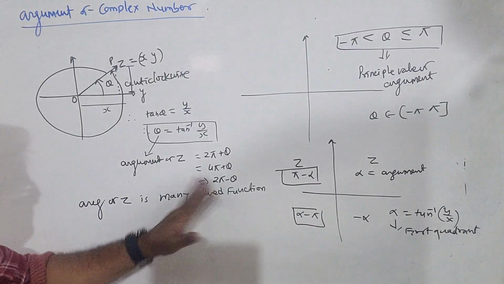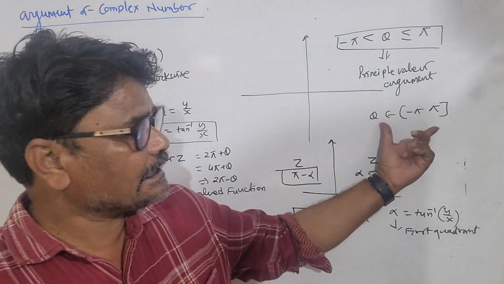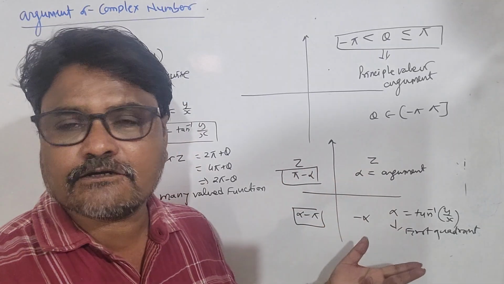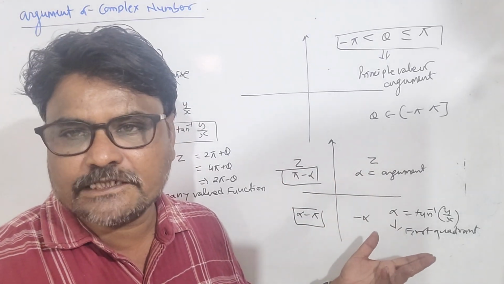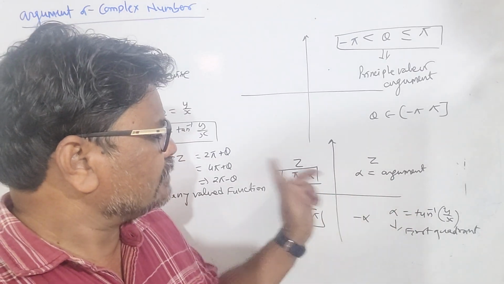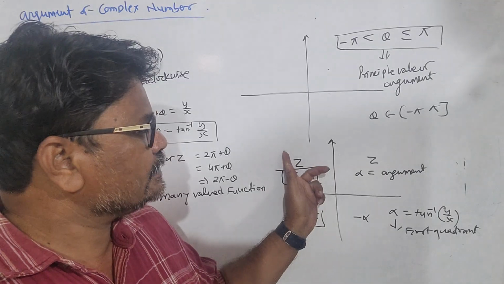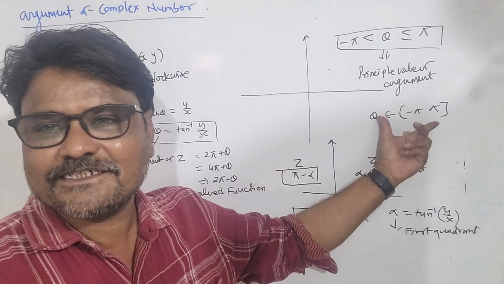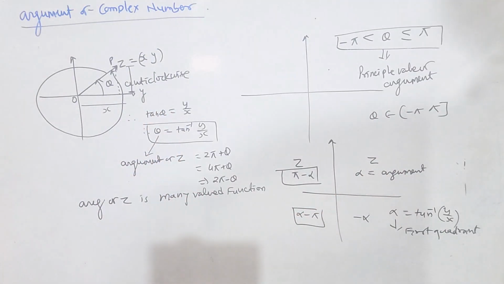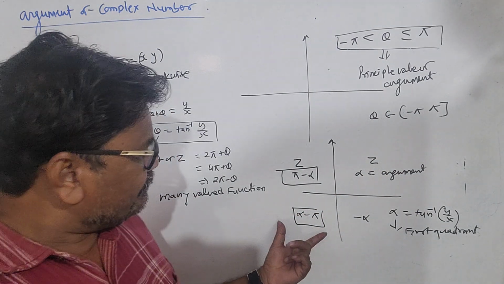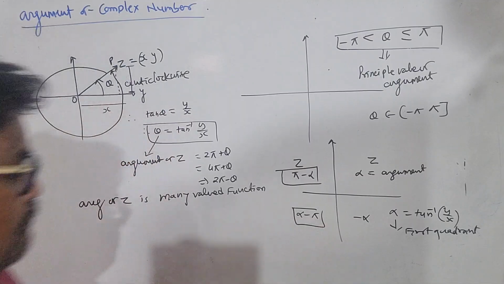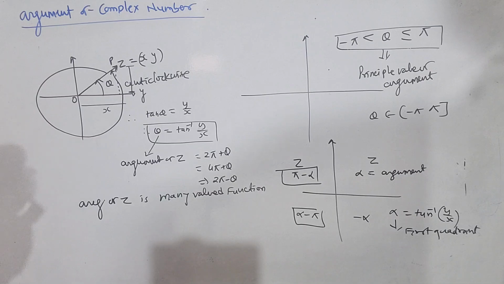So the argument is a many valued function, but the principal value is always lying between minus pi to pi. If it is in the first quadrant and second quadrant, whatever you are calculating will be your principal value only. Means whatever complex number is lying over here and over here will always belong to this interval only. So you have to take care only over here when z is lying in the third quadrant. This problem is very important, otherwise the rest is nothing.